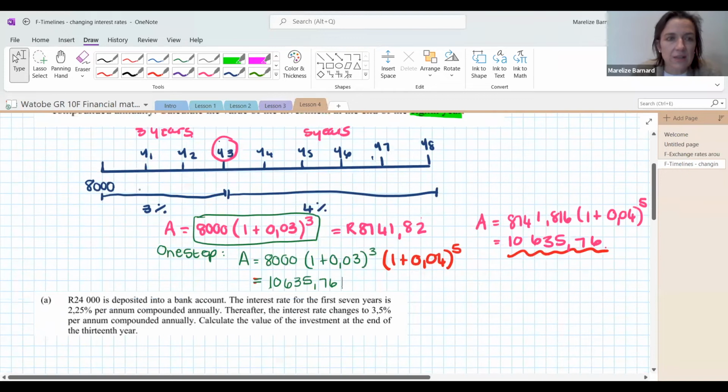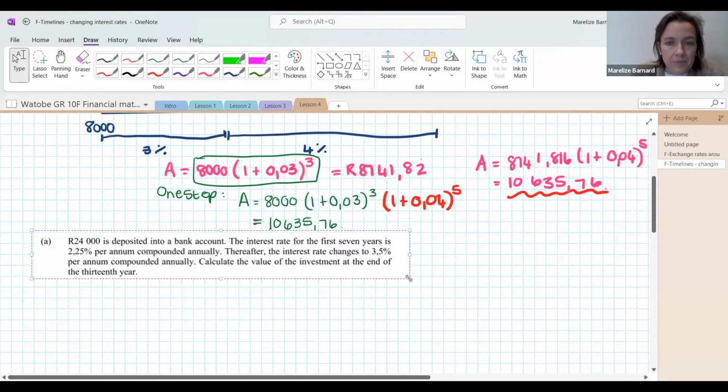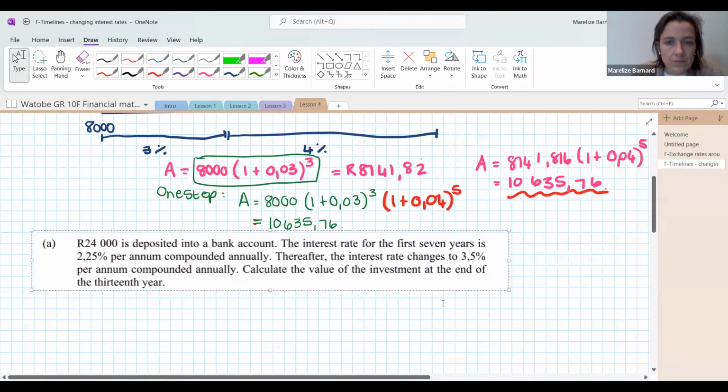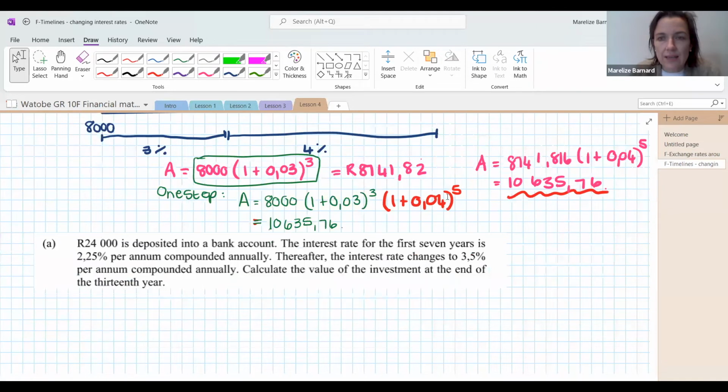Okay, let's do another one. Let's do our reading glasses again. As soon as you are done reading, post your reading face into the chat so that I know you've read it.